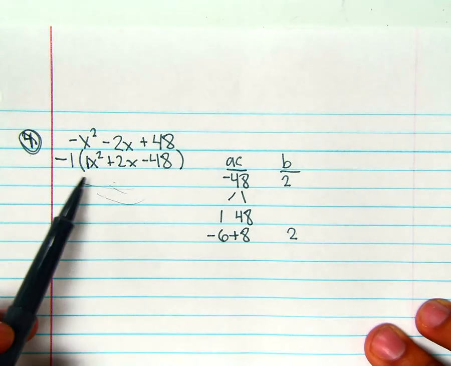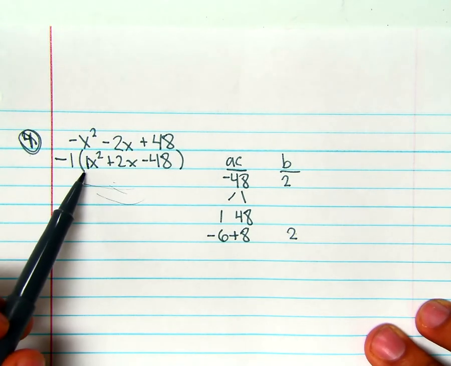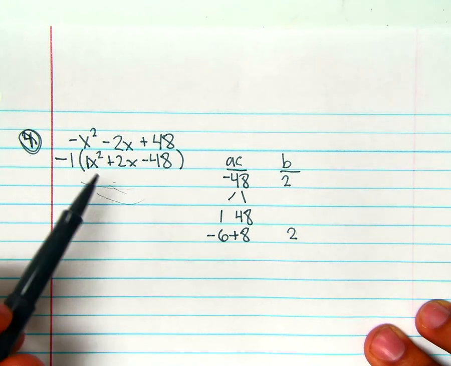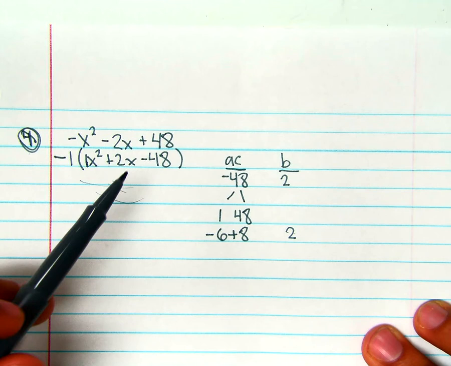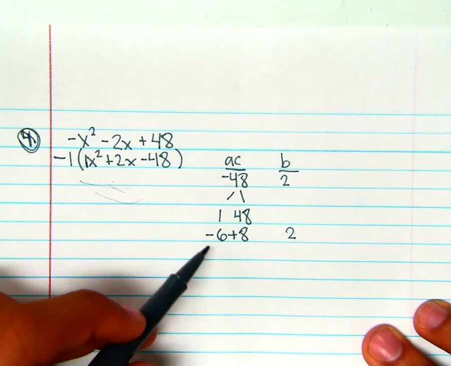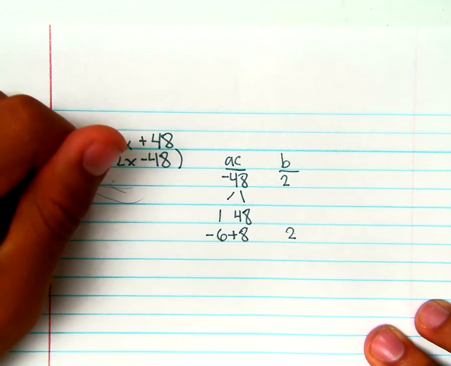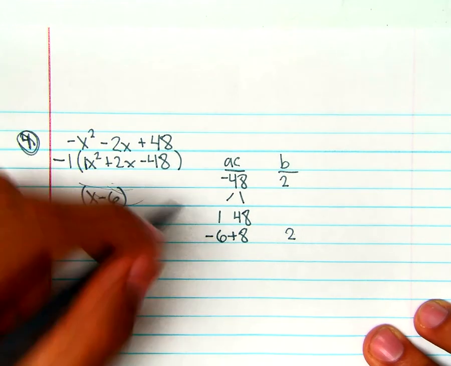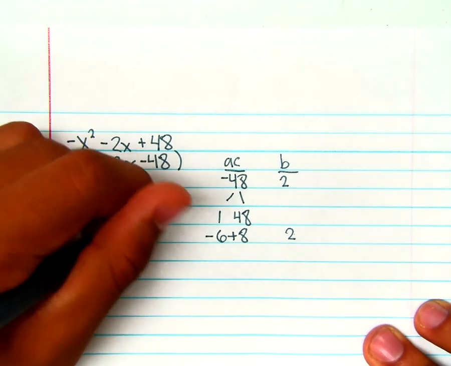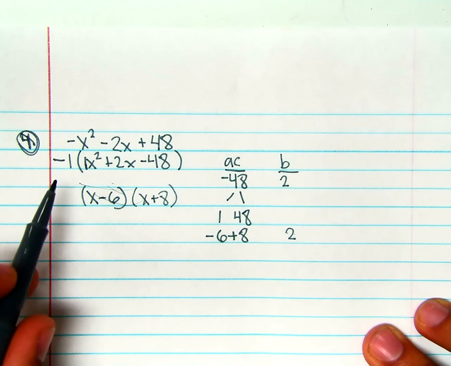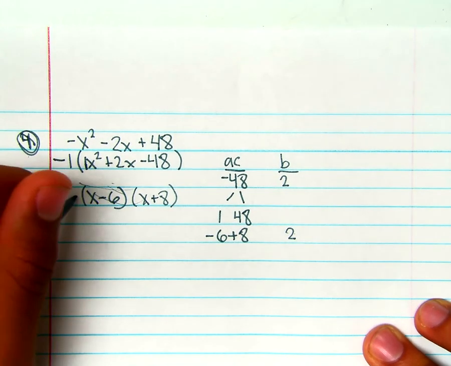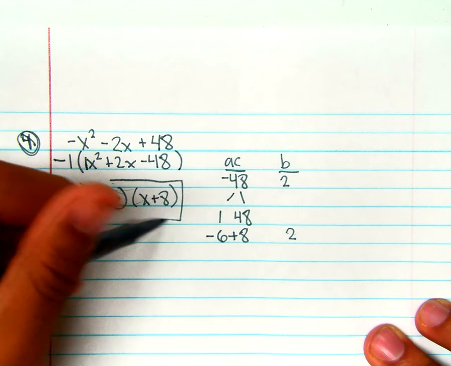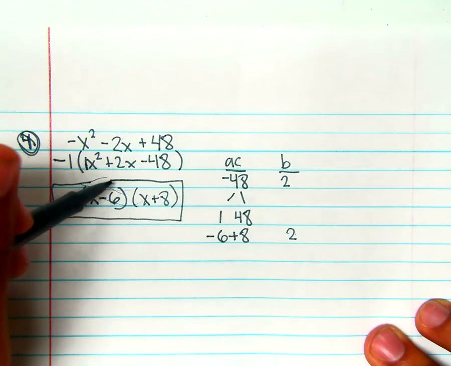Now that we've made the coefficient a 1 inside the parentheses, we can use the shortcut inside the parentheses. So we'll write our negative 6 and 8 as our answer. So the x minus 6 and x plus 8. And then we can't forget about this negative 1. So that negative is just going to stay on the outside. And this is our answer.